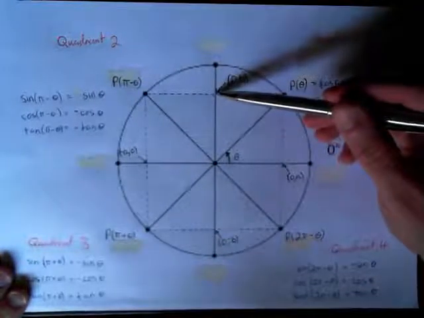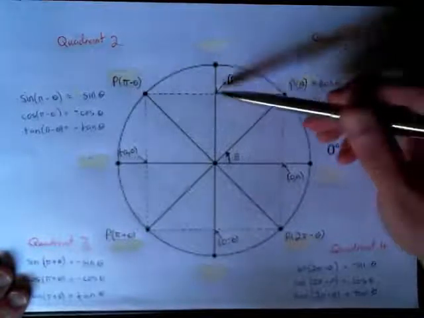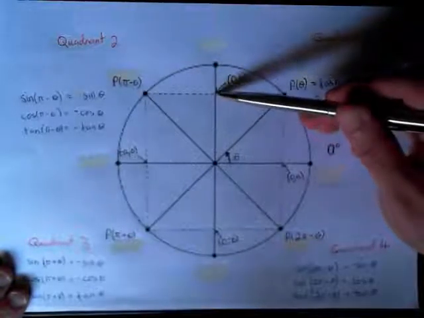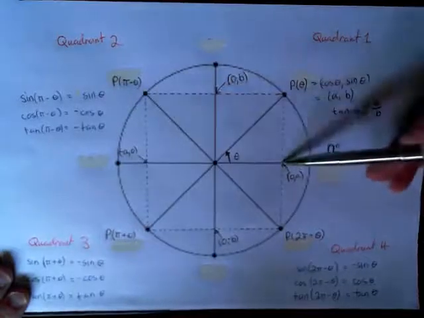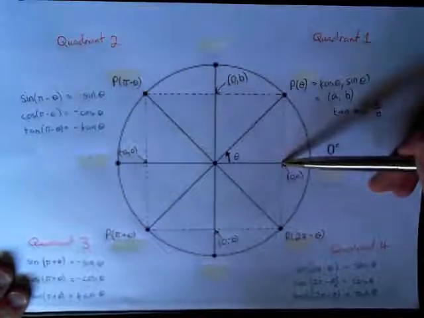So this point here is the point (cos theta, sin theta) in terms of coordinates. Again, that's the value for sin theta. That's the value for cos theta.